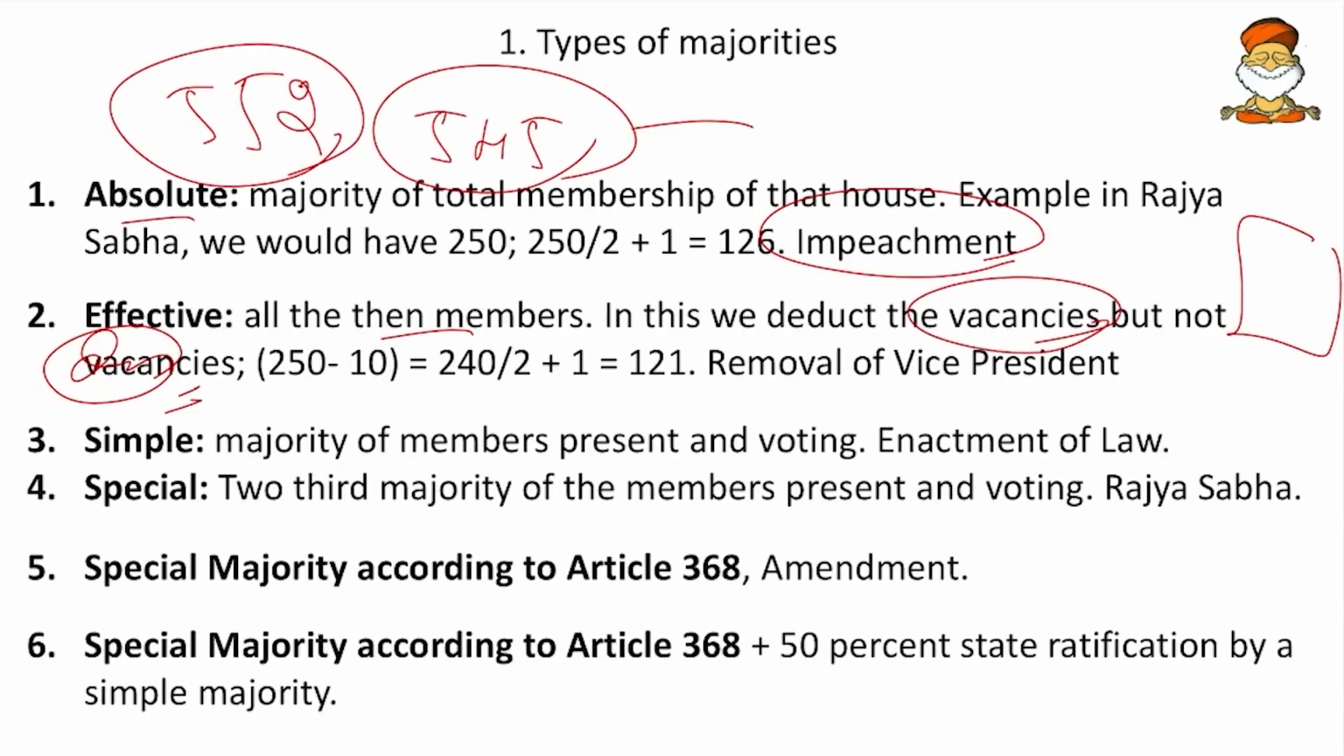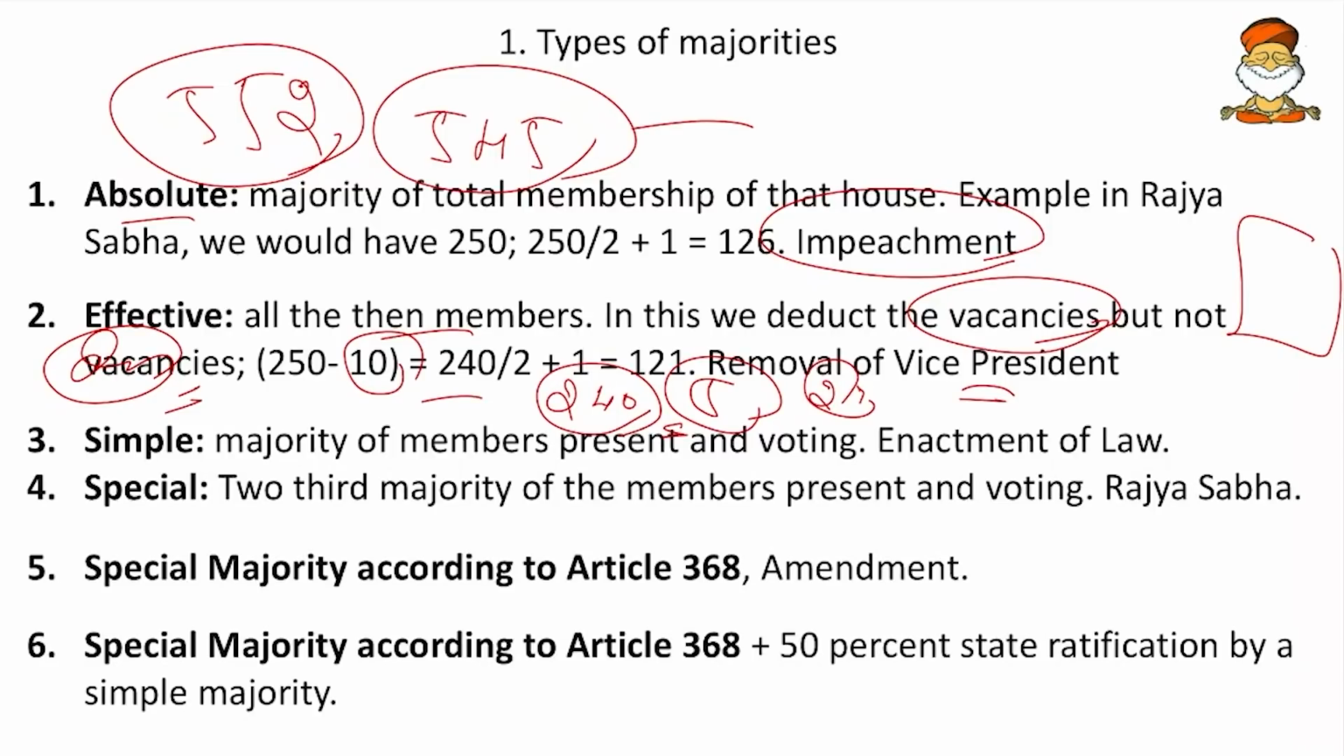Say for example, we have 10 seats vacant in Rajya Sabha. So here 240 is the number which we are using. And if 5 members are absent, this number will not go to 235, it remains 240. And such majority is used in the removal of vice president, that is 2/3 of the then members. So that is the majority for removal of vice president.